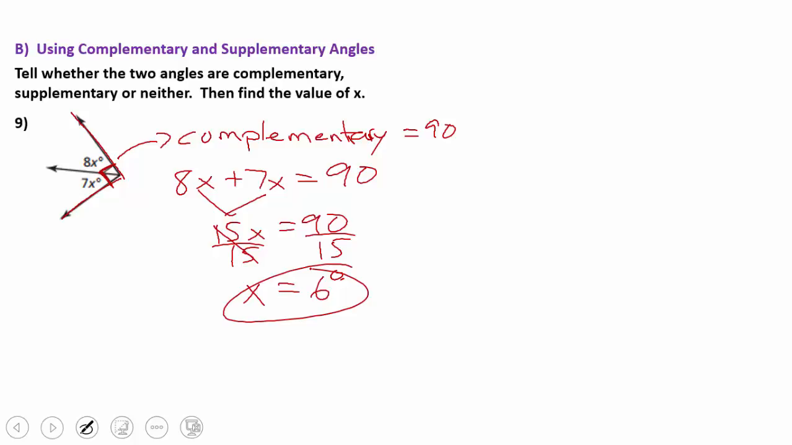Now, if you wanted to, that is the value of x. That's not the angle measure. If you wanted to find the angle measure, let's say we wanted to find this angle right here, then you would take 8 times 6, and you would say that that one's 48. Over here, you would go 7 times 6 and say that one's 42. And if you wanted to prove it, you would go 48 and 42, add them up and say that they equal 90 degrees, just to prove.